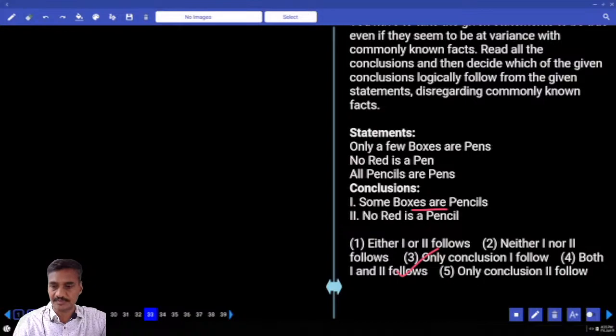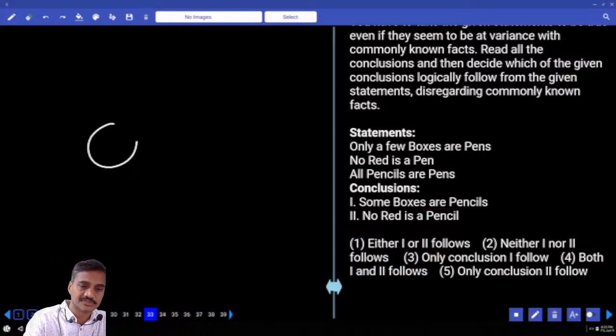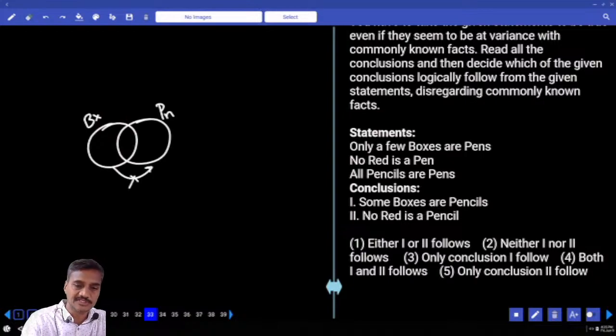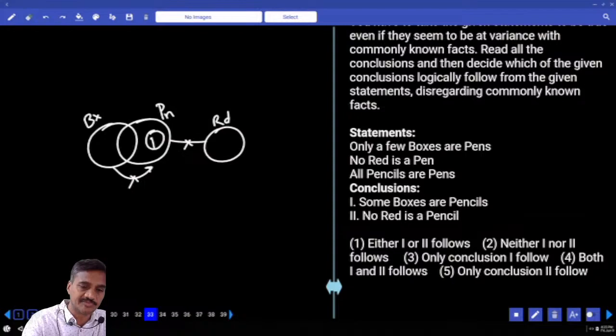Then the next one, 33. Now in this 33, only a few boxes are pens. Only some of the boxes are pens, but not all. And no red is pen. No intersection between red and pen, isn't it? And all pencils are pens. Now this entire pencil set is a part of this pen. And first one, some boxes are pencils. Some boxes are pencils, that is false. No red is pencil, definitely true.